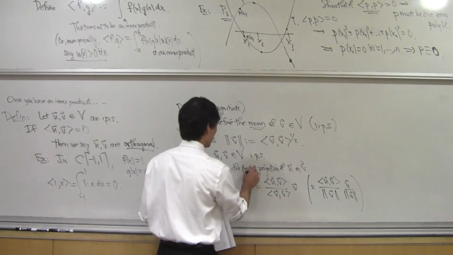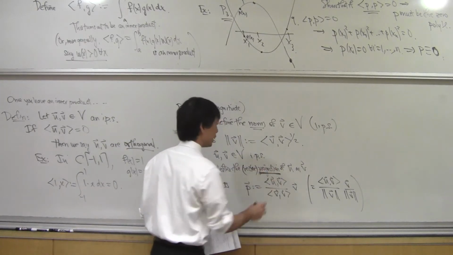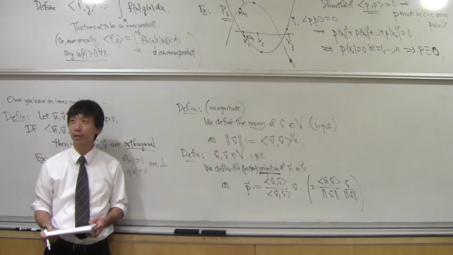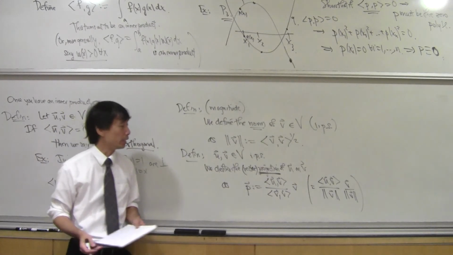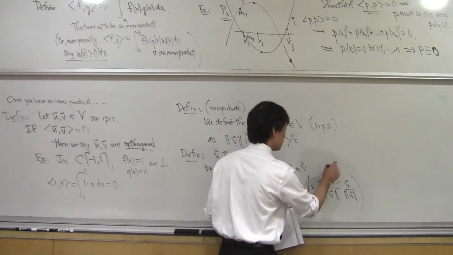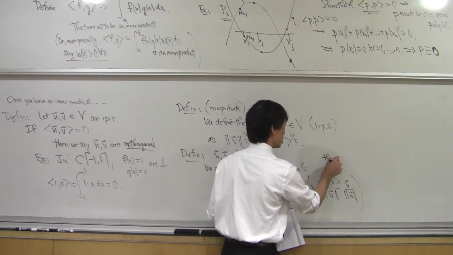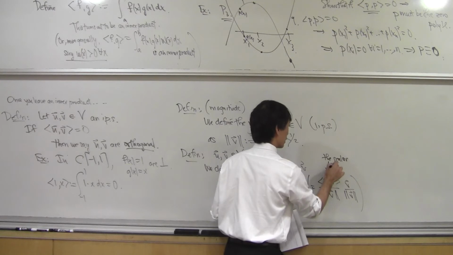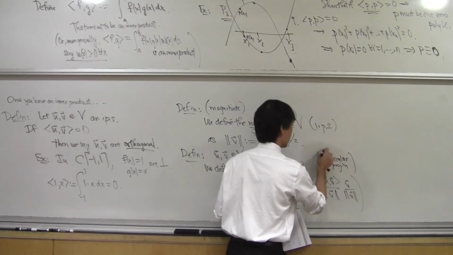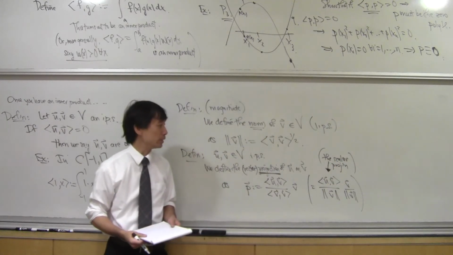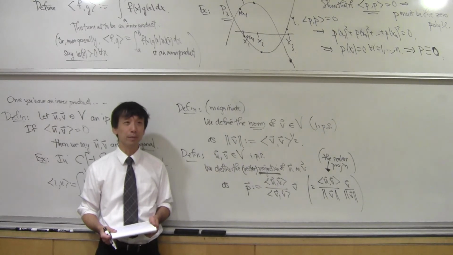So this is the vector projection of one vector on another. Just like in the Euclidean case, we're going to call this number the scalar projection. So that number is the scalar projection of U on V.